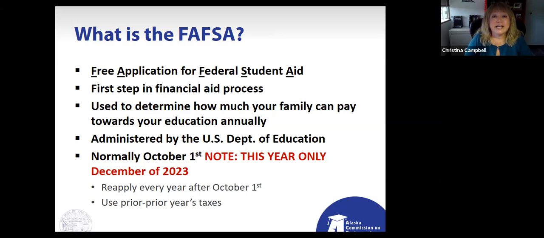But it still stands for pre-application for federal aid. We say that because it's a completely free form to fill out. If a student is asked to pay a fee, that's either because they are willingly wanting to pay the fee to someone who's helping them fill it out as a business, or because they could be at a wrong website.